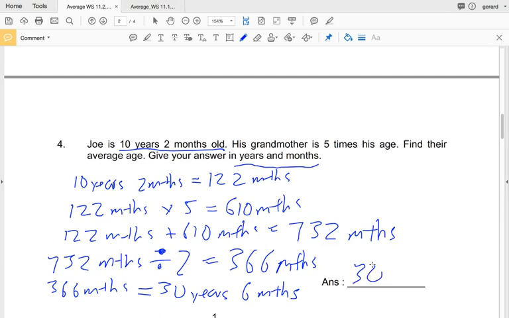Oh, wait. Okay, correct. Sorry, this is the average years. I thought this was the grandmother's age. Okay, sorry. So we are correct. 30 years and 6 months. Okay, let's go on to question 5.